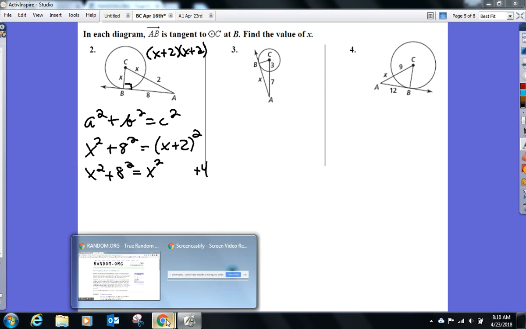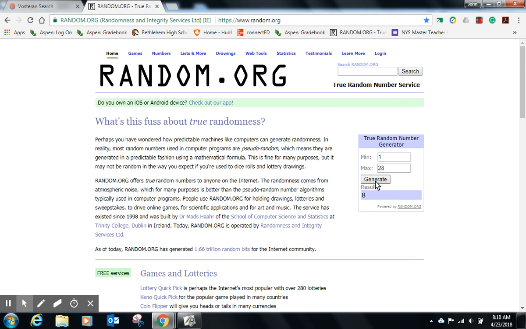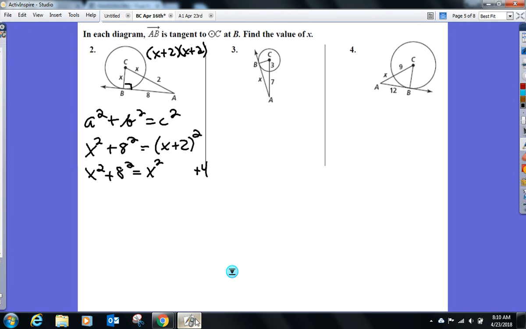And what do you get in the middle there? X squared, 8, what do you get in the middle? 4x.